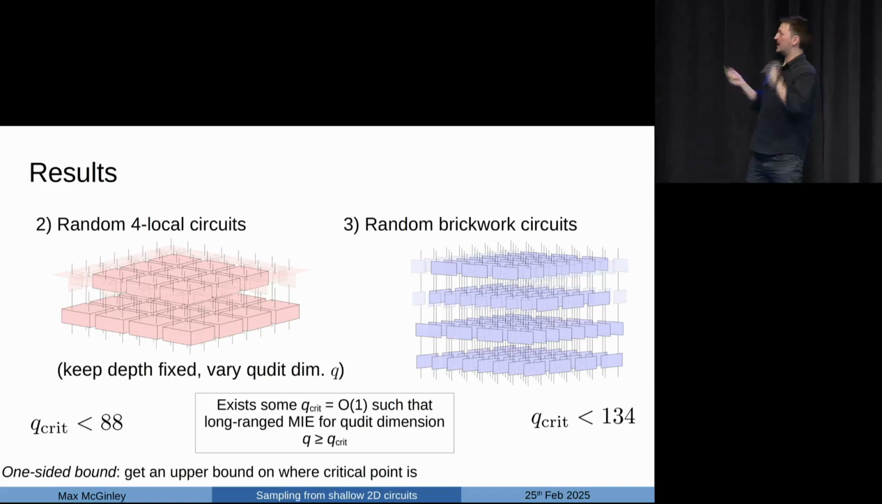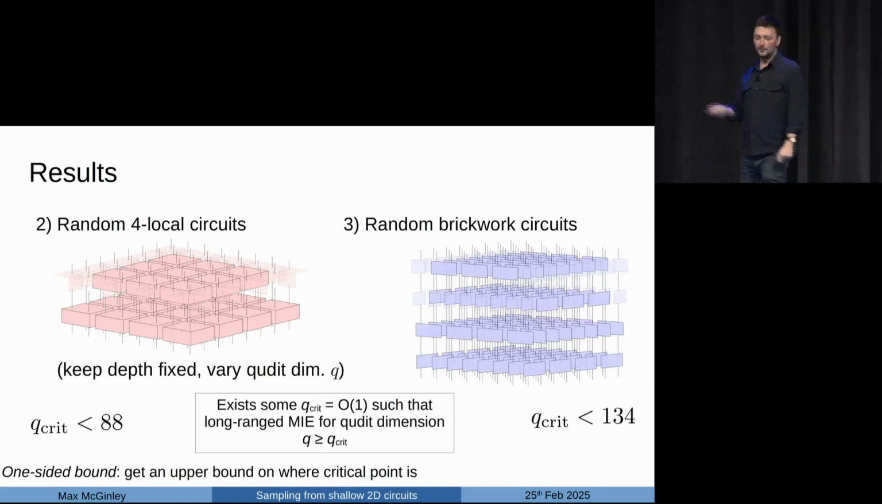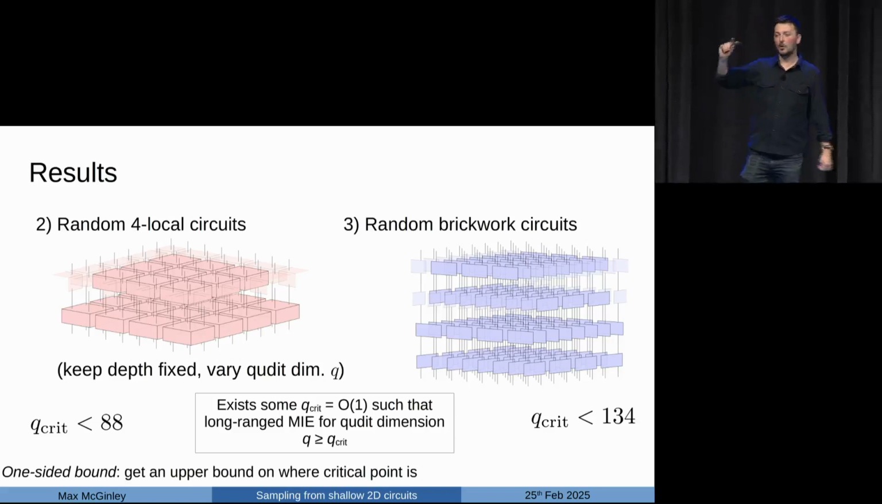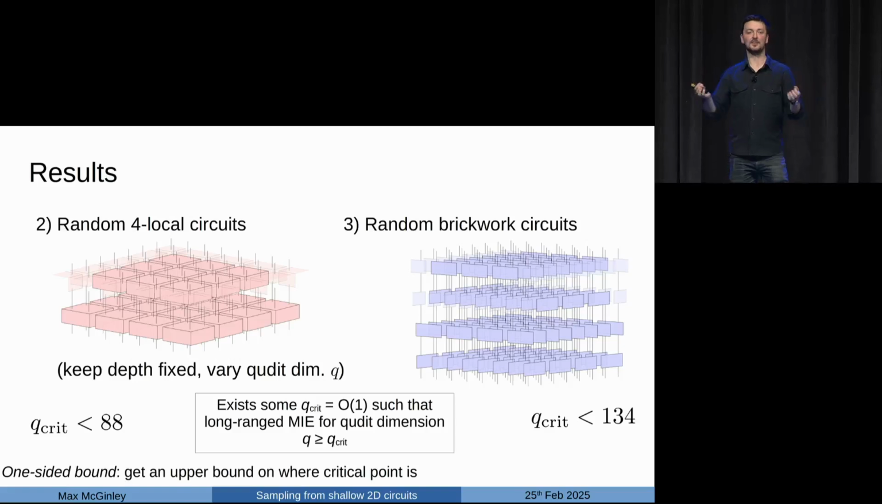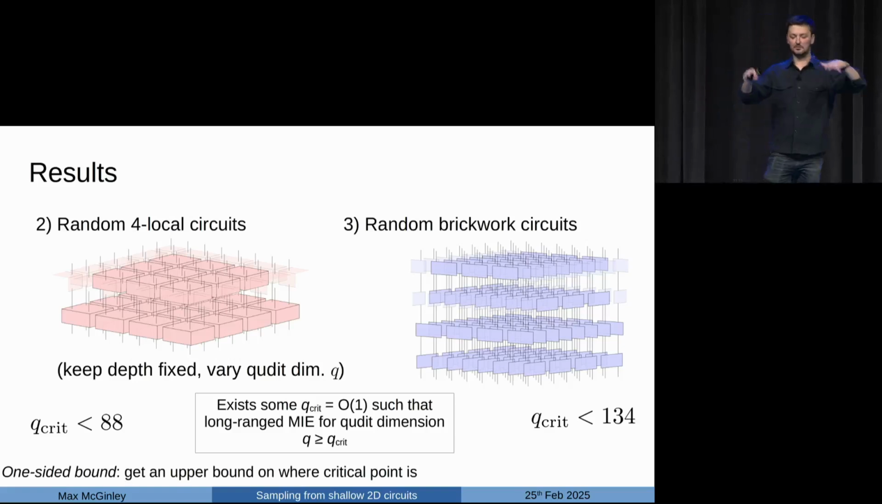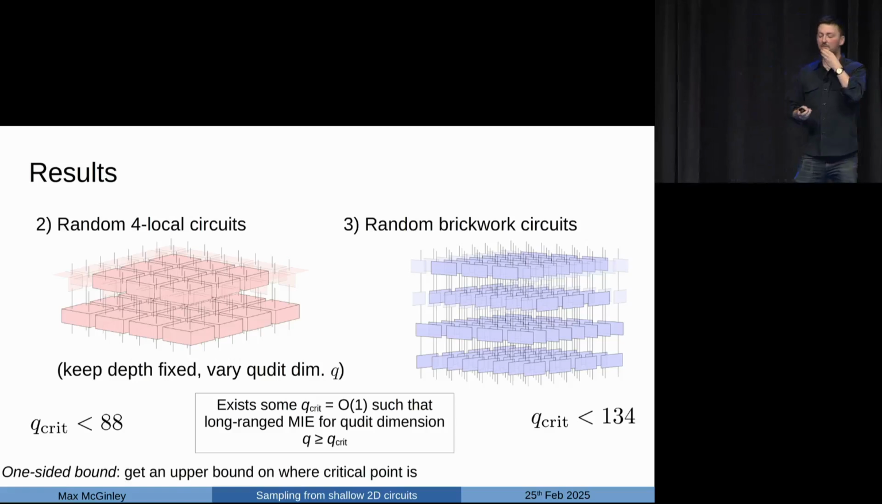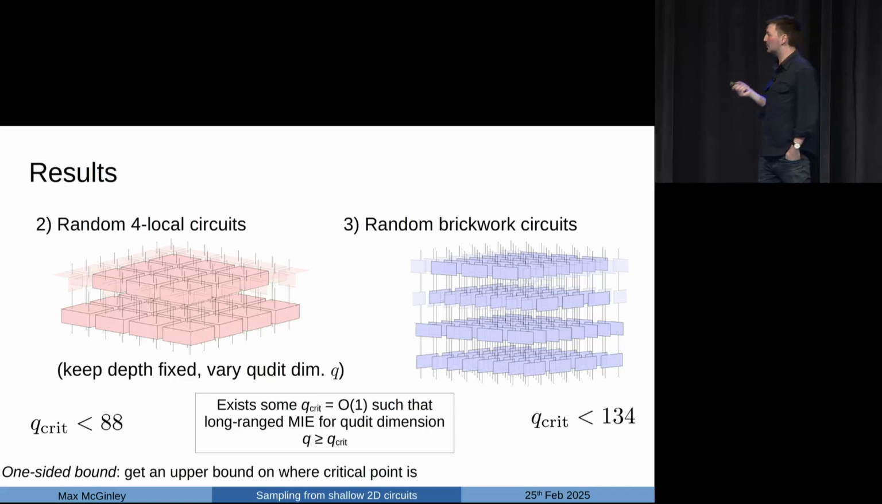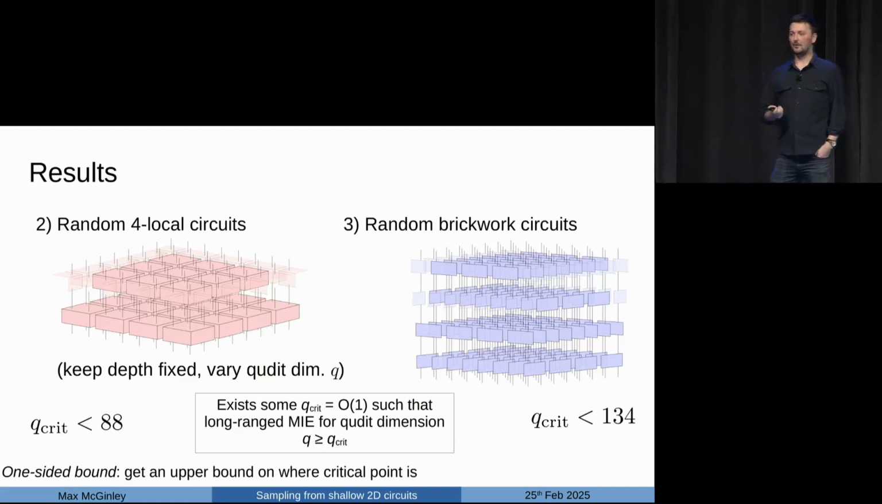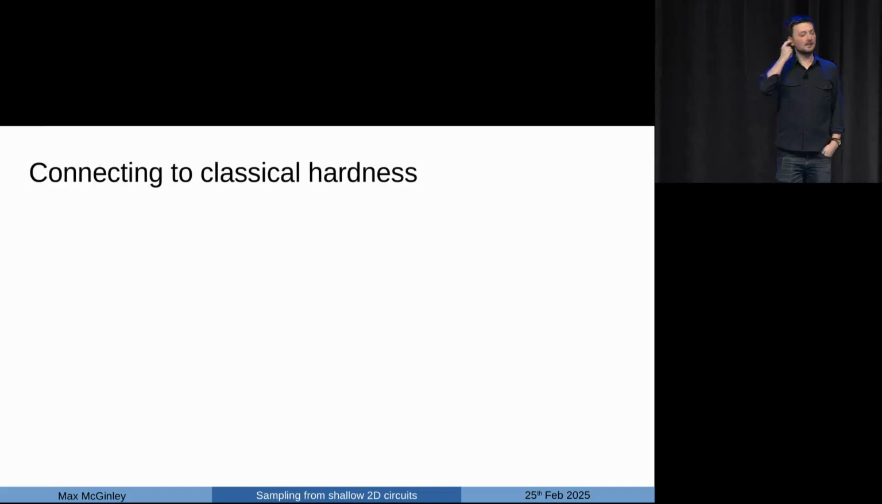The same holds if we look at slightly more natural classes of circuits, for example, four-local or brickwork circuits here, and we essentially work by keeping the depth fixed and using this qubit dimension Q as a tuning parameter to say how much entanglement is in this state. The higher Q, the more entanglement we have. These are not particularly favorable bounds, but the key is that there are some order 1 values of Q above which we get long-range MIE.